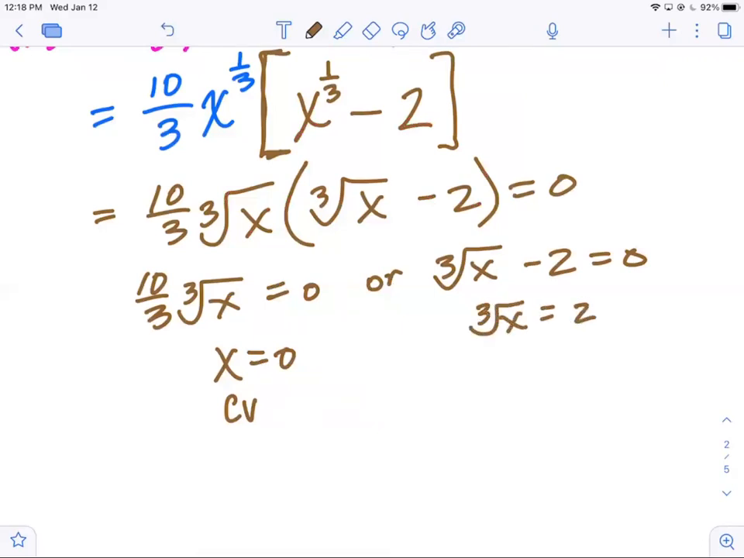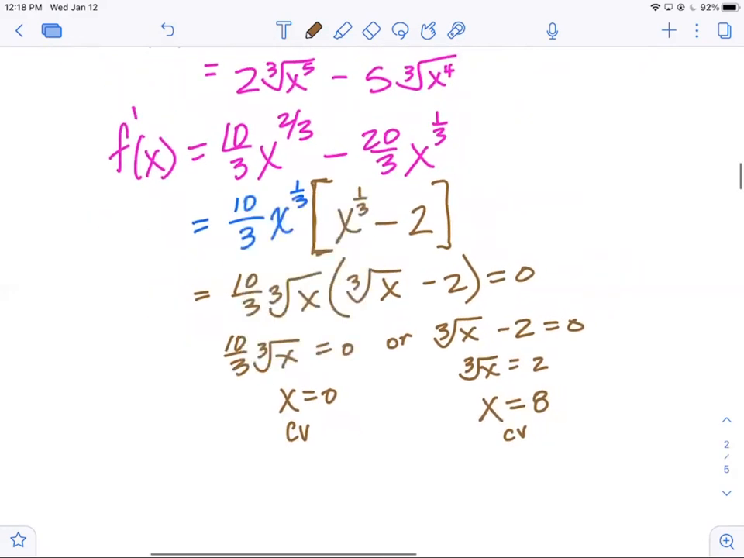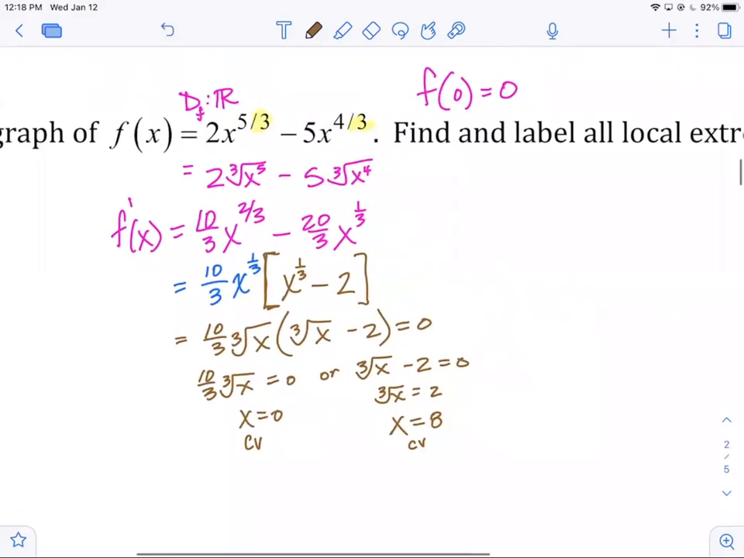And then how do I uncube root something? Cube it. So we get x equals 2 cubed, which is 8. There's the other critical value. Okay, so it's kind of funky math, but no one in here is afraid of fractions. All right, so keep in mind that we do have 2 different versions of the full-fledged factored version.